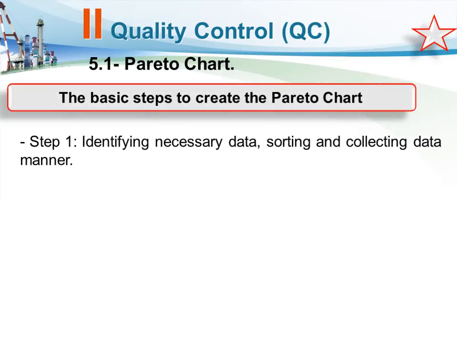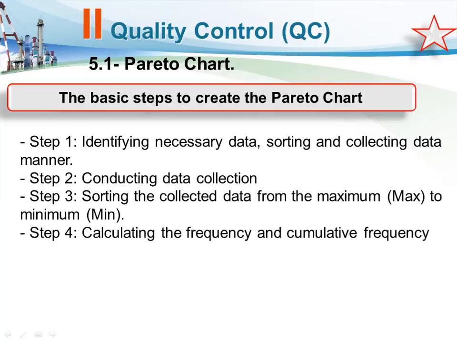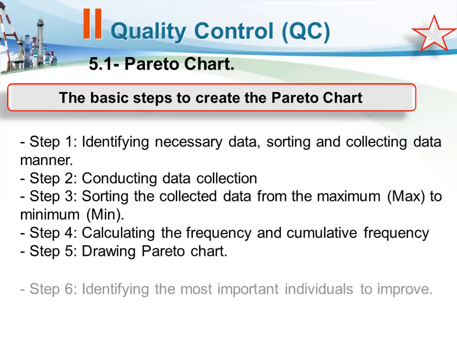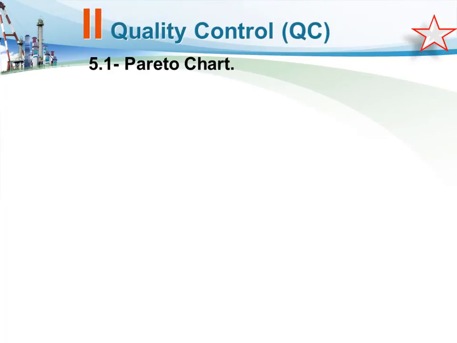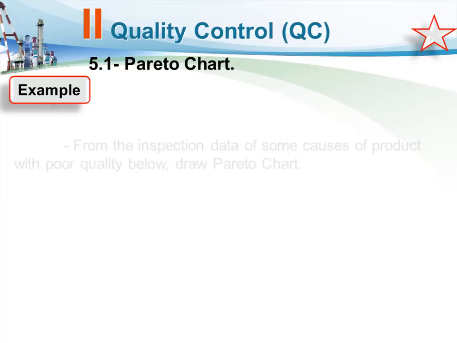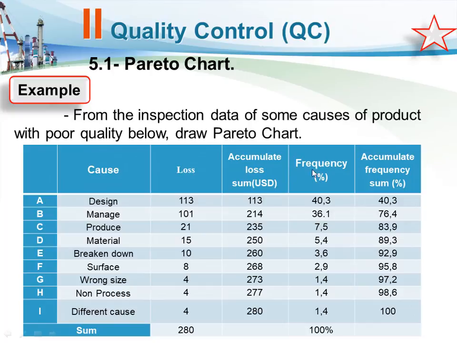The basic steps for creating the Pareto chart. Step 1. Identifying necessary data, sorting and collecting data manner. Step 2. Conducting data collection. Step 3. Sorting and collecting data from the maximum to minimum. Step 4. Calculating the frequency and cumulative frequency. Step 5. Drawing Pareto chart. Step 6. Identifying the most important individual to improve. Example. From the inspection data of some causes of product with poor quality below, draw Pareto chart.